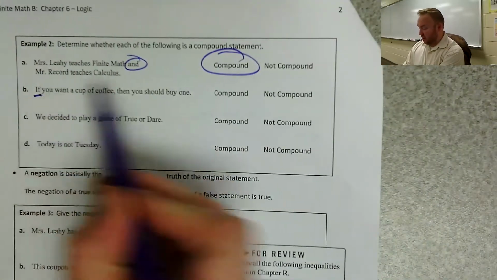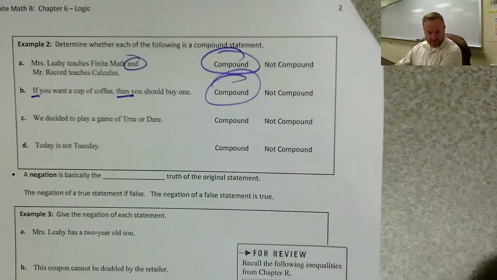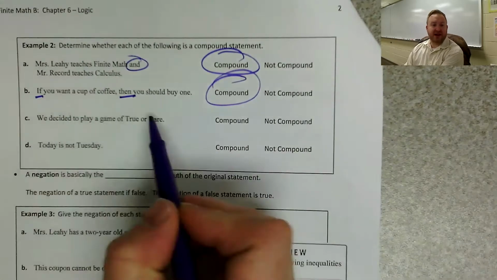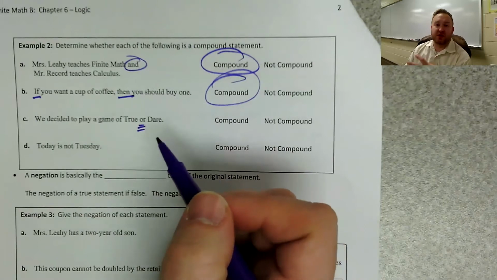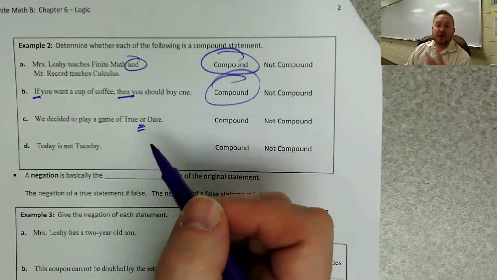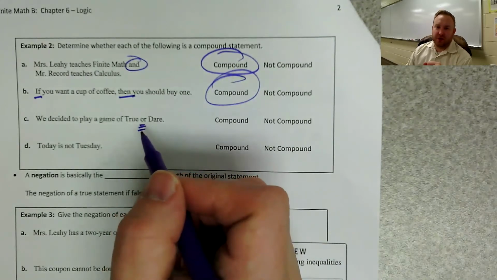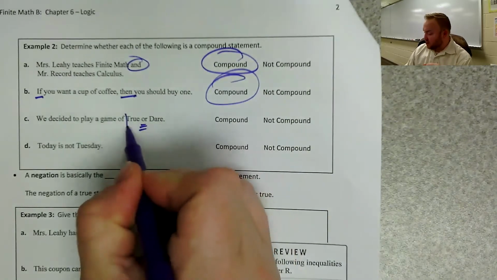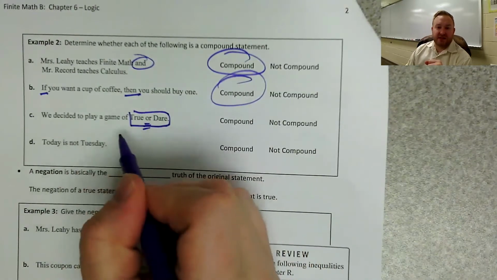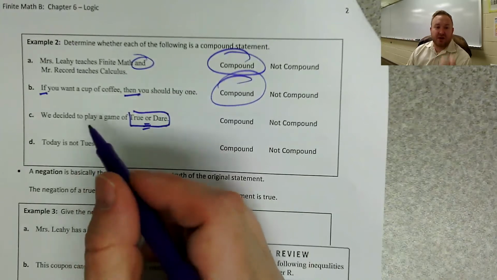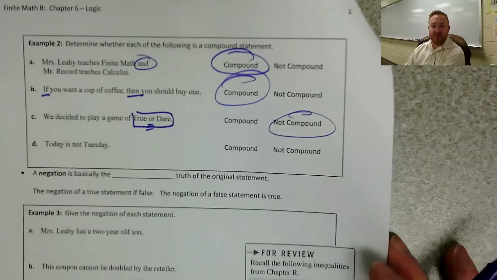If you want a cup of coffee, then you should buy one. There's that if-then form. That's a compound statement. We decided to play a game of truth or dare. Now, I know you see that word or there, and we said if you join statements together using and or, you've got a compound statement. But notice that this or is not joining two component statements together. This or is part of the name of that game. So there is no compound statement here. This is a single claim about a game that we decided to play. That is a simple statement, not a compound statement.